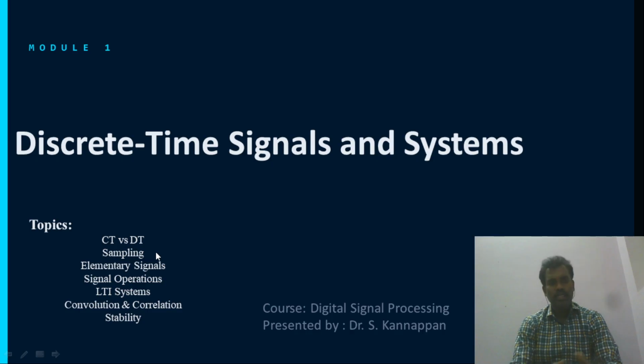Next we'll see an important property of a system, which is stability of the system. We'll see the stability concept, and meanwhile how to find the response of the system, that also we'll discuss. With this, we can cover the signals and systems before going on to digital signal processing.